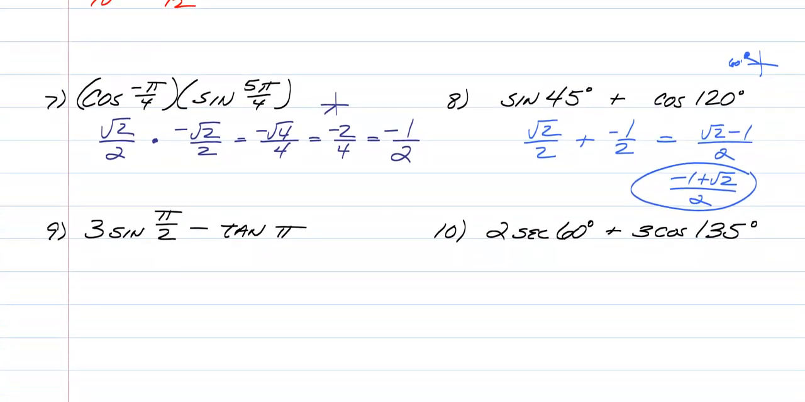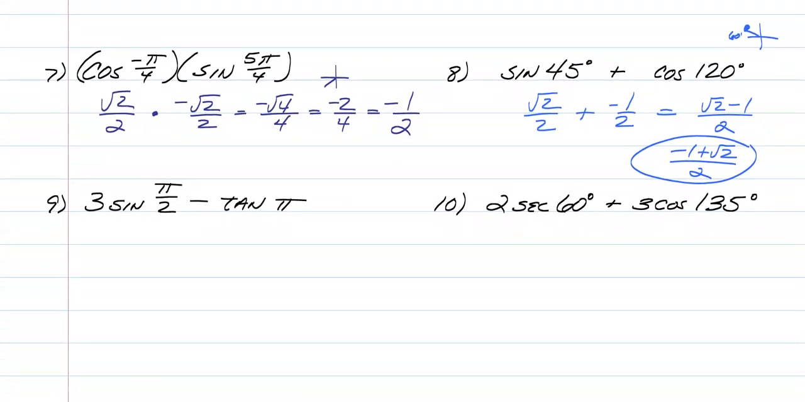And our last two examples. These, you have a multiplier. So this basically means what is 3 times the sine of 1/2? I mean pi over 2. The sine of pi over 2 is up at the top, so 3 times 1 minus what is the tangent of pi? Your tangent of pi is 0, so this answer is just 3.